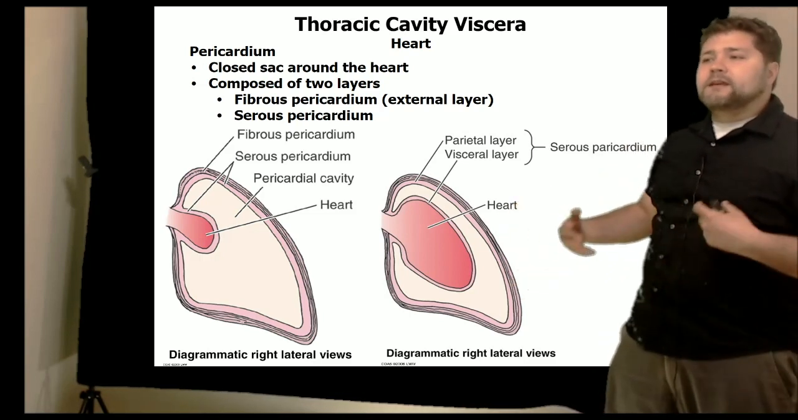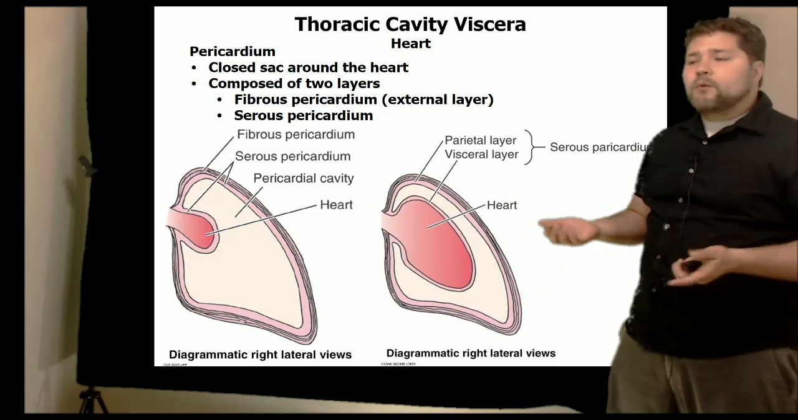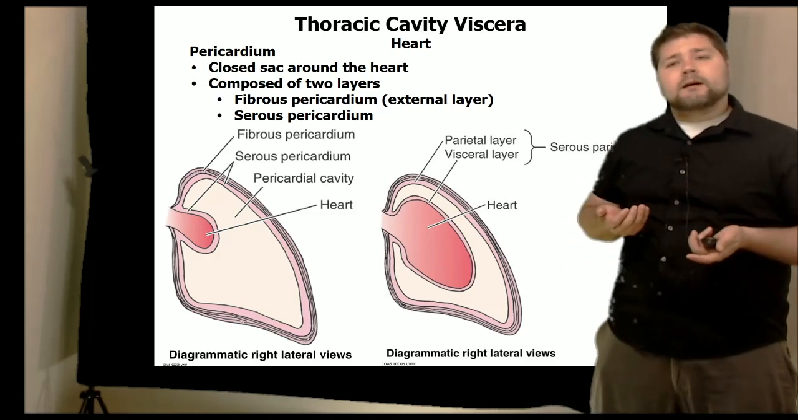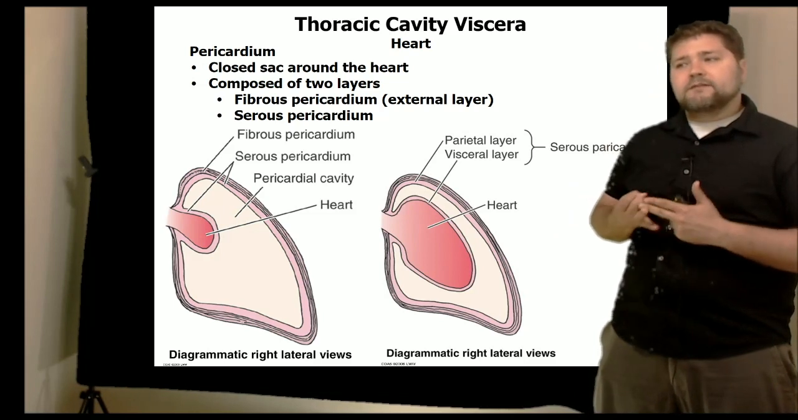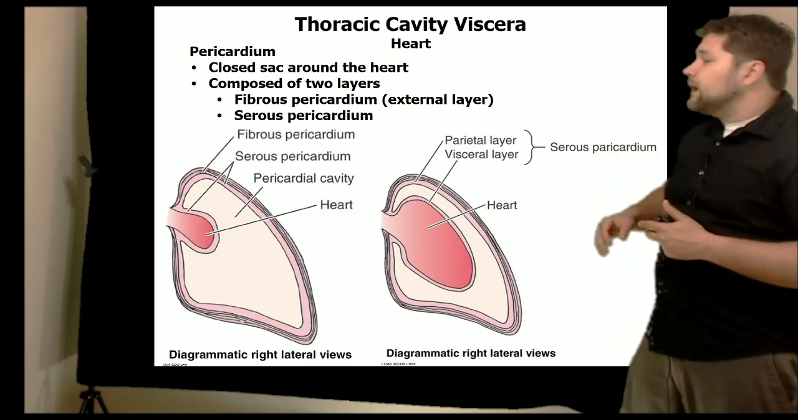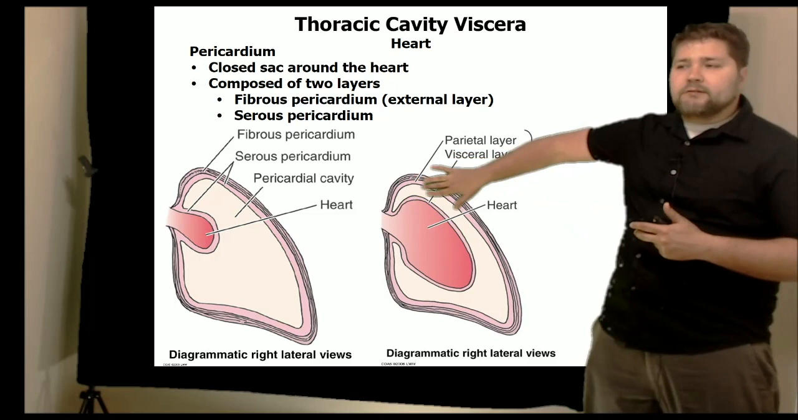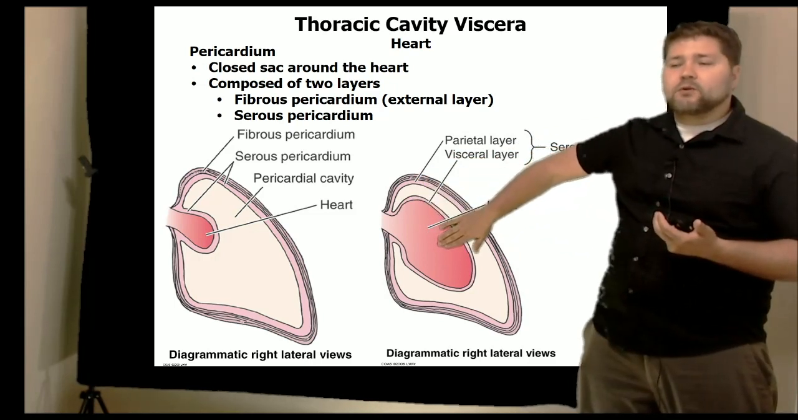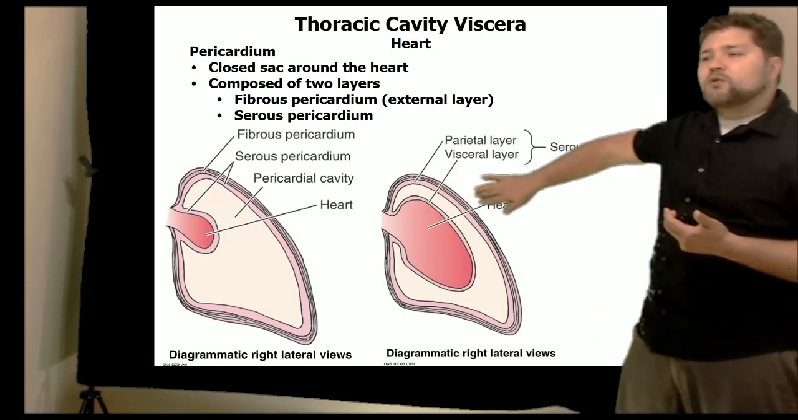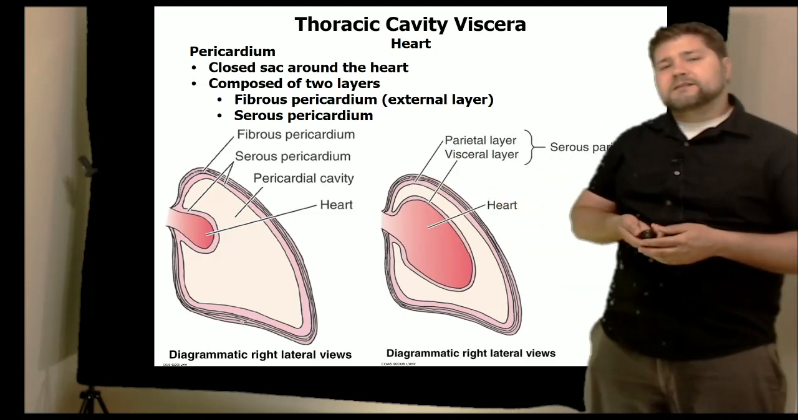And then we have the serous pericardium, which is basically going to be the same thing as our pleura in the lungs, which means we're going to have a parietal pericardium and a visceral pericardium. And those are going to work exactly the same way, remember? So visceral means it's going to be on the organ, so the visceral layer will be on the heart, and the parietal layer will be lining the inside of that pericardial sac.